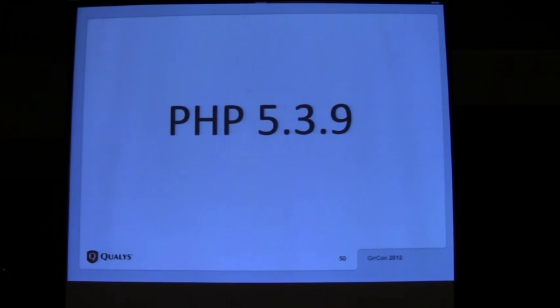A very good example of this is PHP 5.3.9. It was released in January 2012 to fix a hash collision denial of service vulnerability. Does anyone have any idea what a hash collision denial of service vulnerability is? No? Okay. It was a very popular vulnerability, and it affected many web servers.